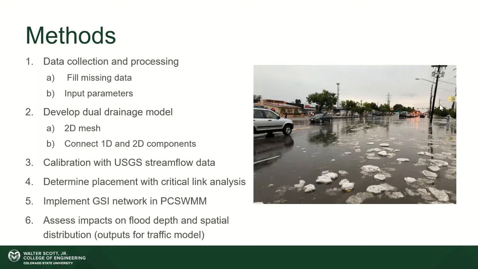And critical link analysis is a method where you look at traffic data and flood data in combination and identify points where you're having the most interaction with traffic flow and flooding. And studies have shown that the most effective place to put GSIs is where you're having that interaction with the traffic, if that's what you're trying to mitigate for.